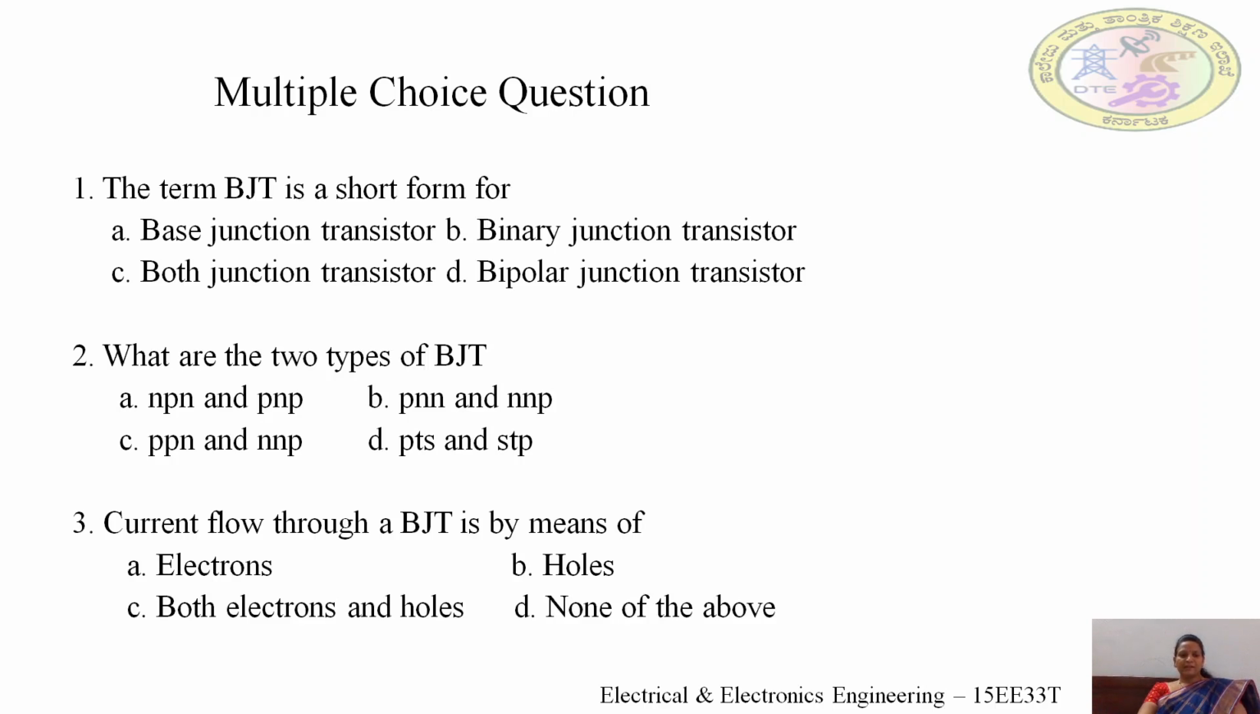So let's look into the options available. We have the very first option as electrons, the second one holes, third one both electrons and holes, fourth one none of the above. The right answer is both electrons and holes. Conduction takes place with the help of electrons and holes as well, and hence bipolar.